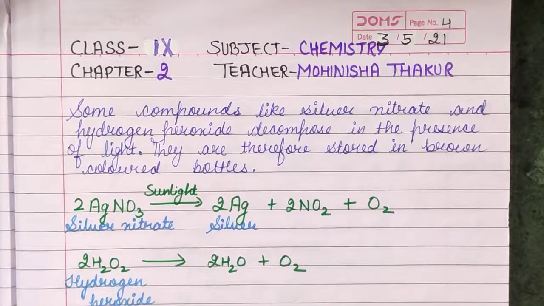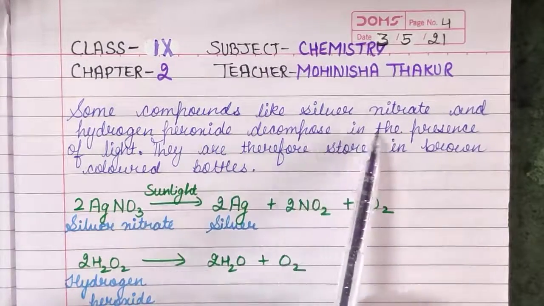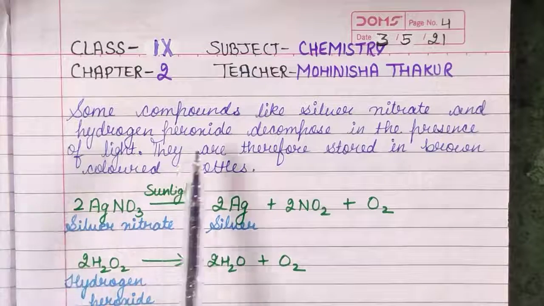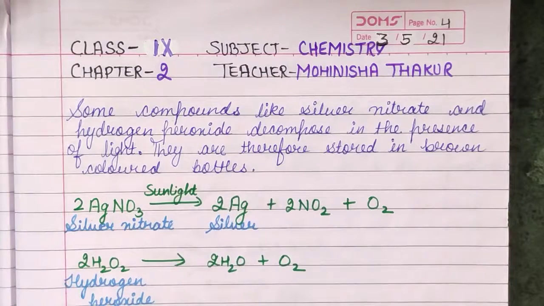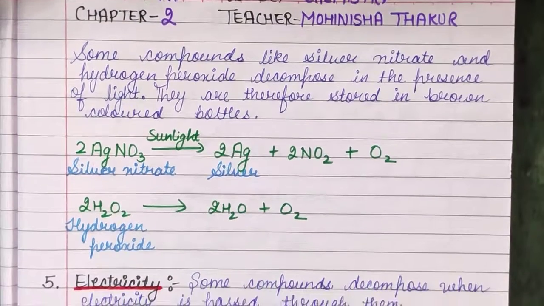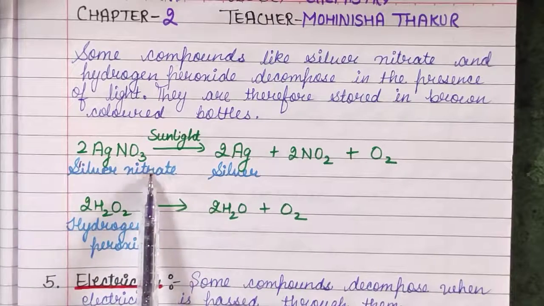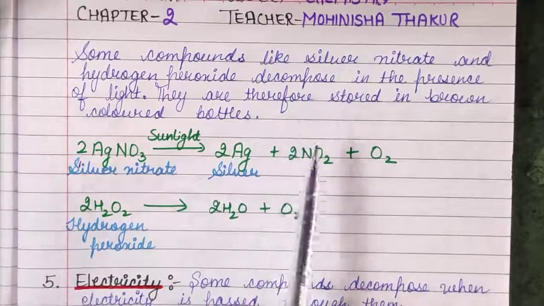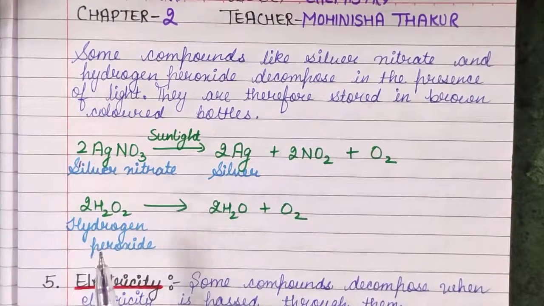Some compounds like silver nitrate and hydrogen peroxide decompose in the presence of light. They are therefore stored in brown colored bottles, like AgNO3 and hydrogen peroxide, that is silver nitrate. So here, in the presence of light, the silver nitrate decomposes into silver with the liberation of nitrogen dioxide gas and oxygen gas, whereas hydrogen peroxide decomposes into water and oxygen gas.